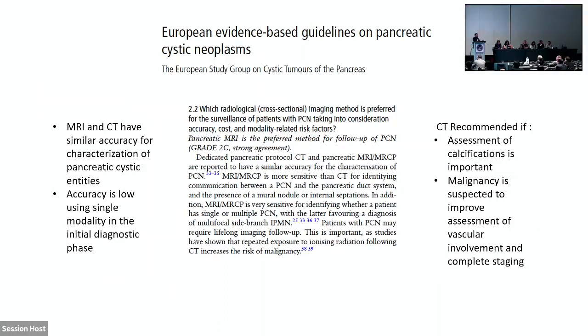And that's very different from the recommendation for staging. This is the European guideline that says that for surveillance, you should rely heavily on an MRI rather than a CT scan, except in very specific circumstances. Assessment of classification is important, and if a malignancy is already suspected, to help with staging and operative planning.